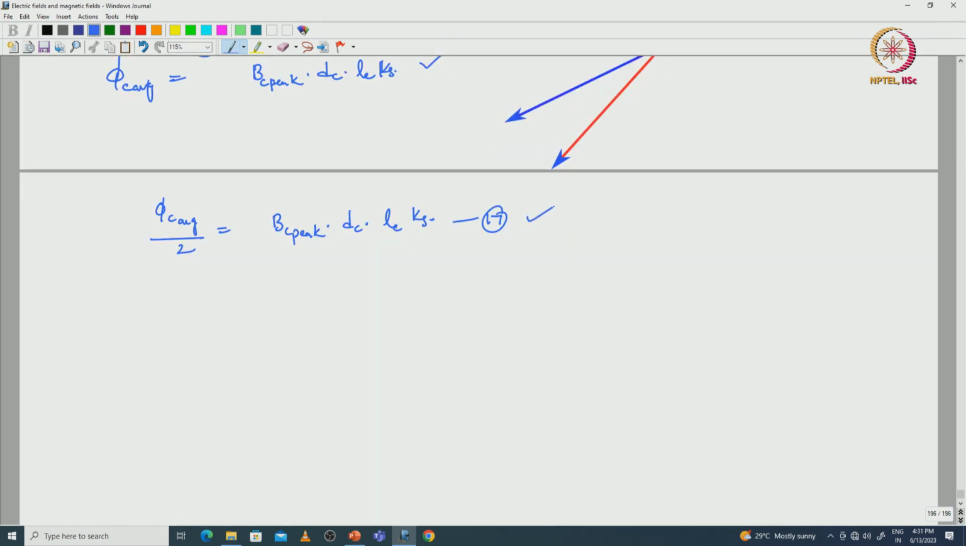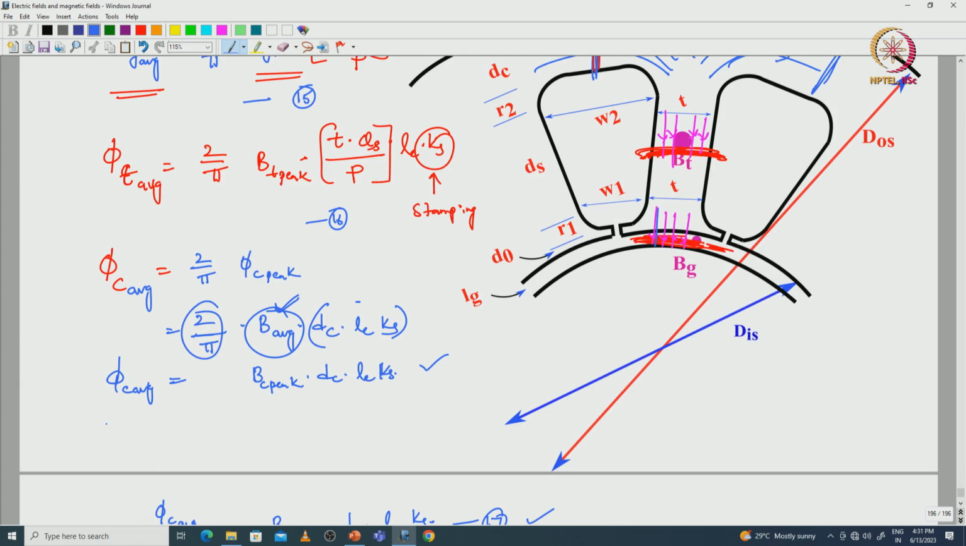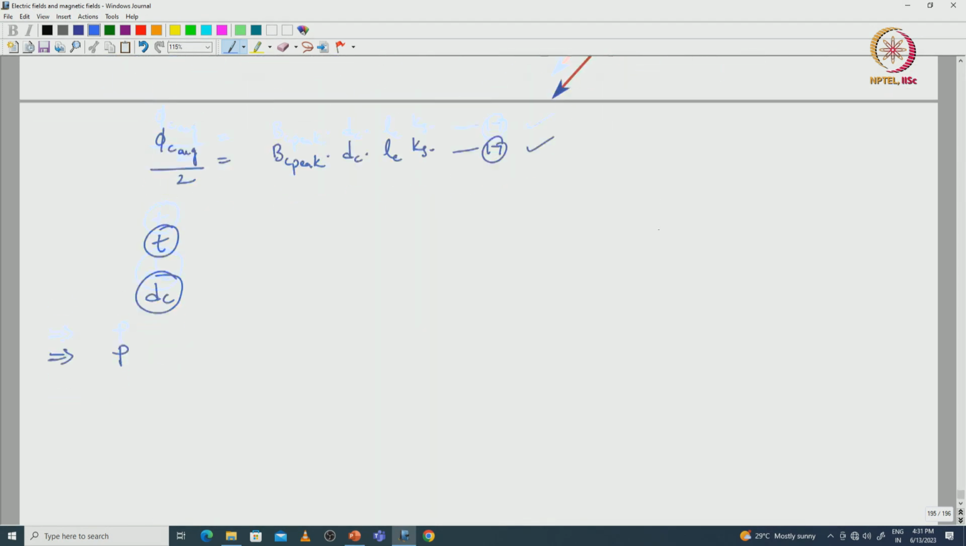From these three equations we can calculate the T value for teeth width as well as back iron depth, okay. And then the perimeter equation, if we do the equation with respect to this W1 and T, the perimeter equation we have already derived.